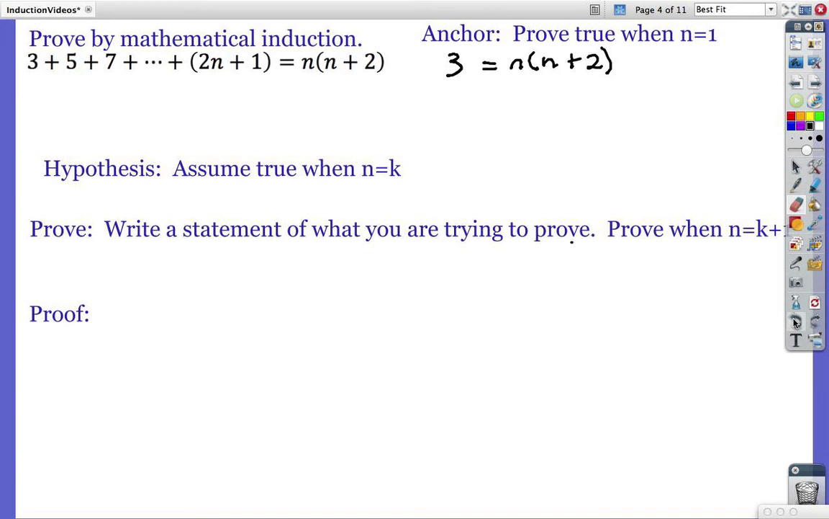The right side, n times (n plus 2), we need to plug in n equals 1 and then evaluate that. So we get 3 equals 1 times (1 plus 2). Of course, 1 plus 2 is 3, and 1 times 3 is 3. So we have proven, since the left side equals the right side, that the anchor has been met, or the base case.